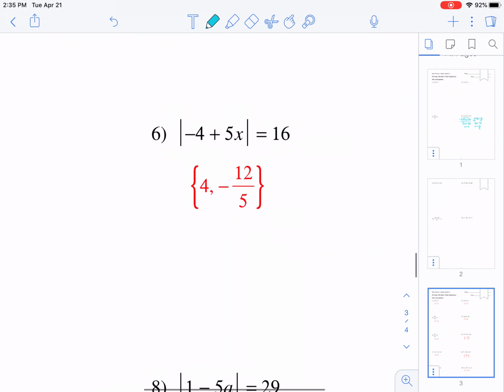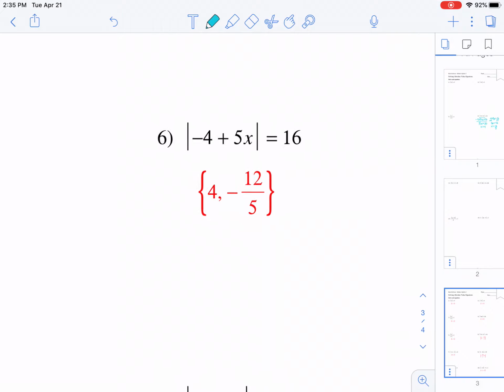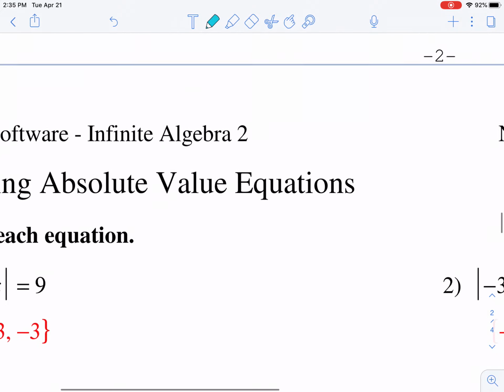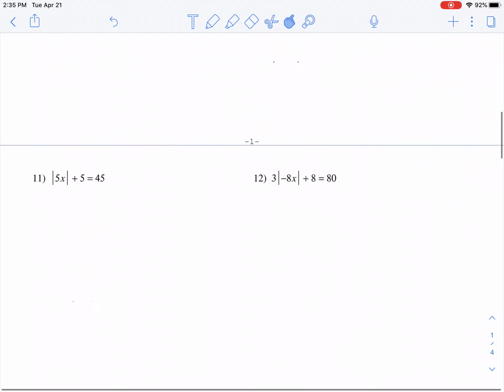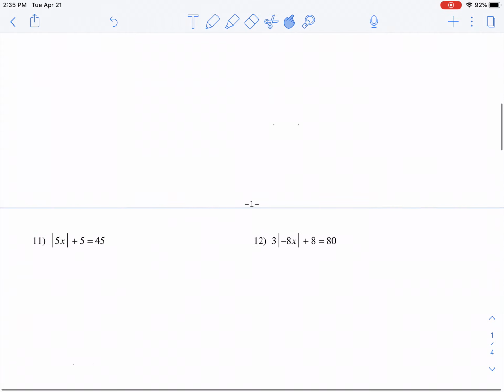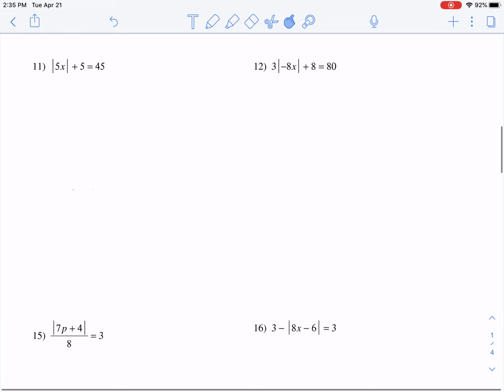The answer key is below, so now I'm checking my work to see if I'm right, and I am. So now we can move on, and we're going to look at some harder ones. I'm going to look at number 11 and number 12.